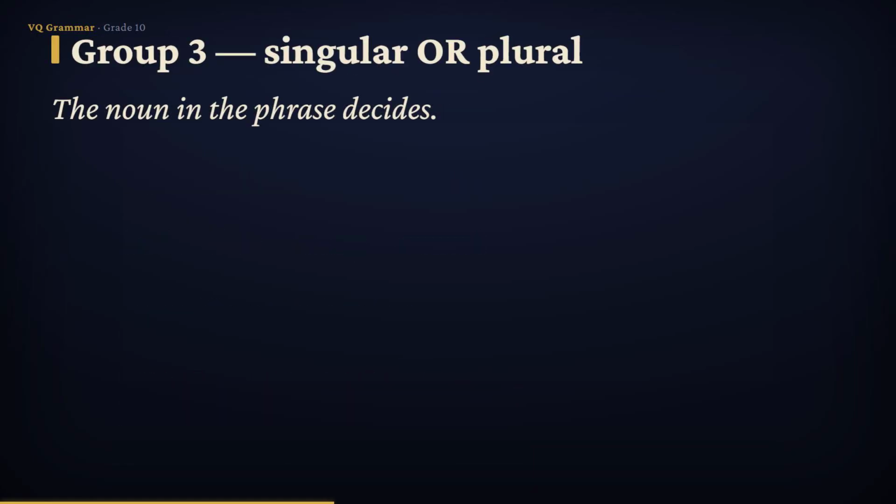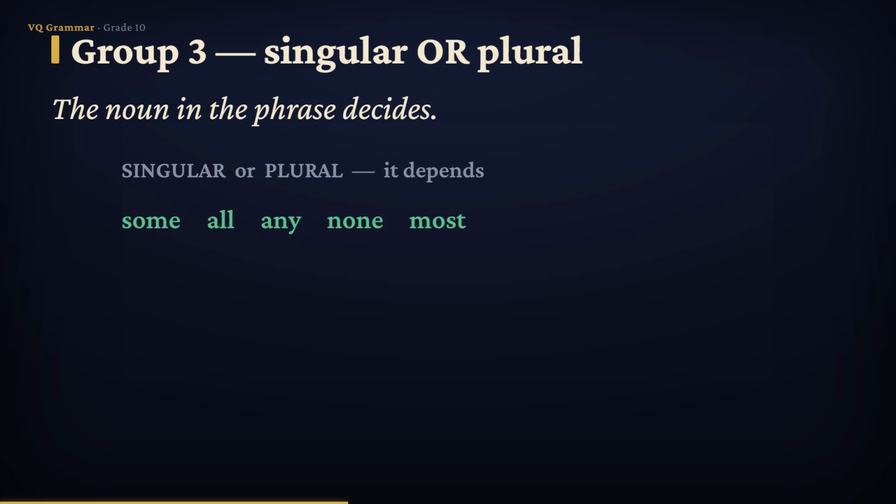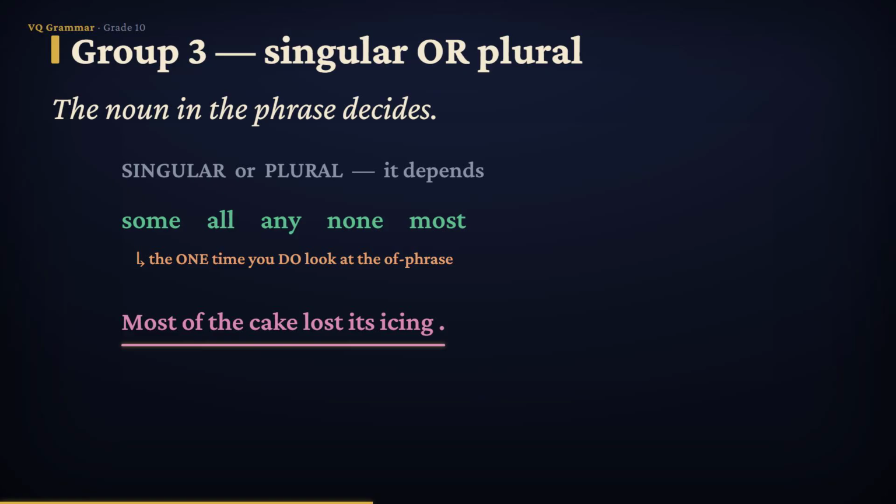Group 3 is the subtle one, and it is where this lesson earns its keep. Some, all, any, none, most. These five can be singular or plural, and the pronoun simply follows whichever way they lean. So what makes them lean? The noun inside the prepositional phrase. This is the one and only time you do look at that phrase. Listen. Most of the cake lost its icing. Most is pointing at cake, and cake is singular, one single cake, so the pronoun is its.